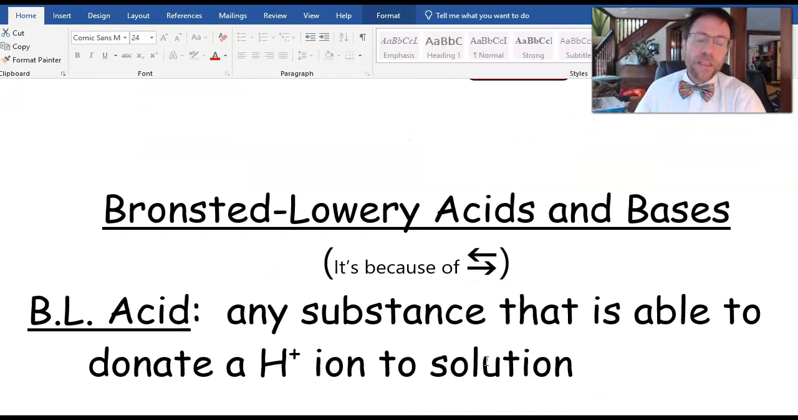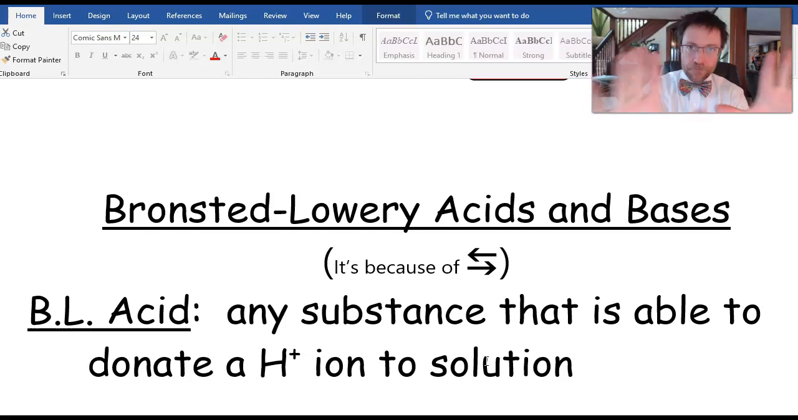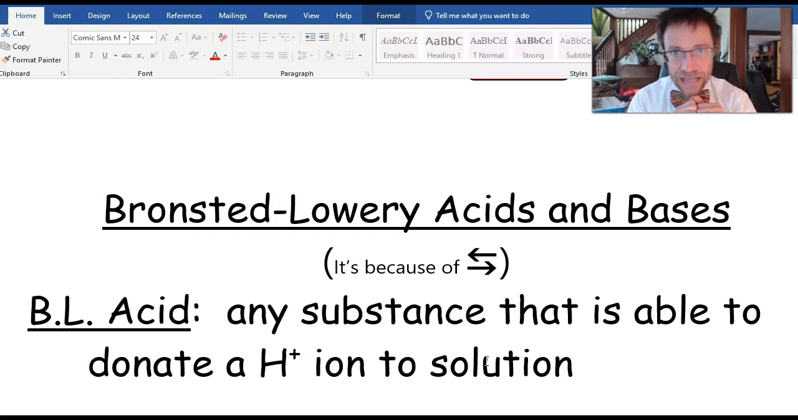So look, first we're going to name, and then we're going to do a couple examples. So Bronsted-Lowry. Because of this whole equilibrium thing, it doesn't matter how you write the equation, whether you wrote it this way or that way. A Bronsted-Lowry acid is anything that is able to donate a hydrogen ion to solution.